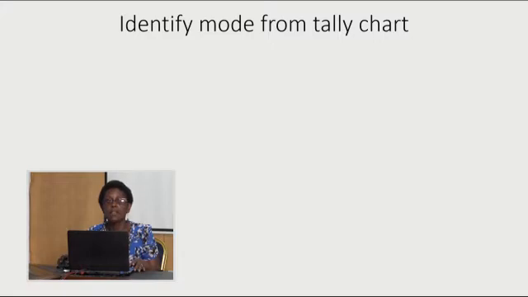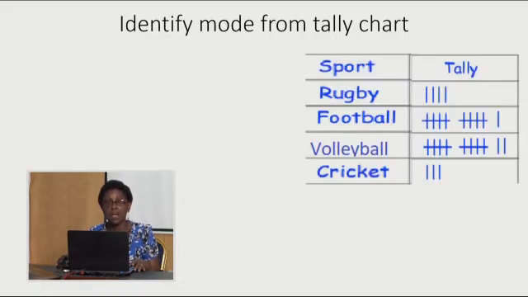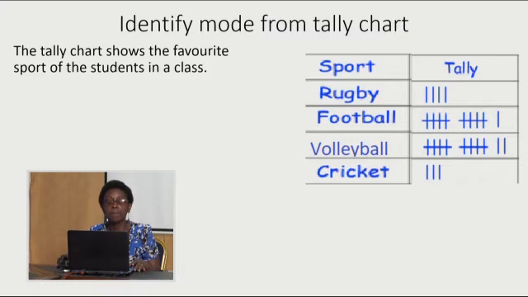Okay. Now, tally chart or frequency diagram. You've seen that, tally chart. Here is a tally chart, and the tally chart is about sport. You've got rugby, football, volleyball, and cricket. Now, remember that when your bar is crossed out, you've got 4 vertical lines with a line across. This is a bundle of 5. Okay, so we're going to have a look. The tally chart shows the favorite sports of the students in a class.